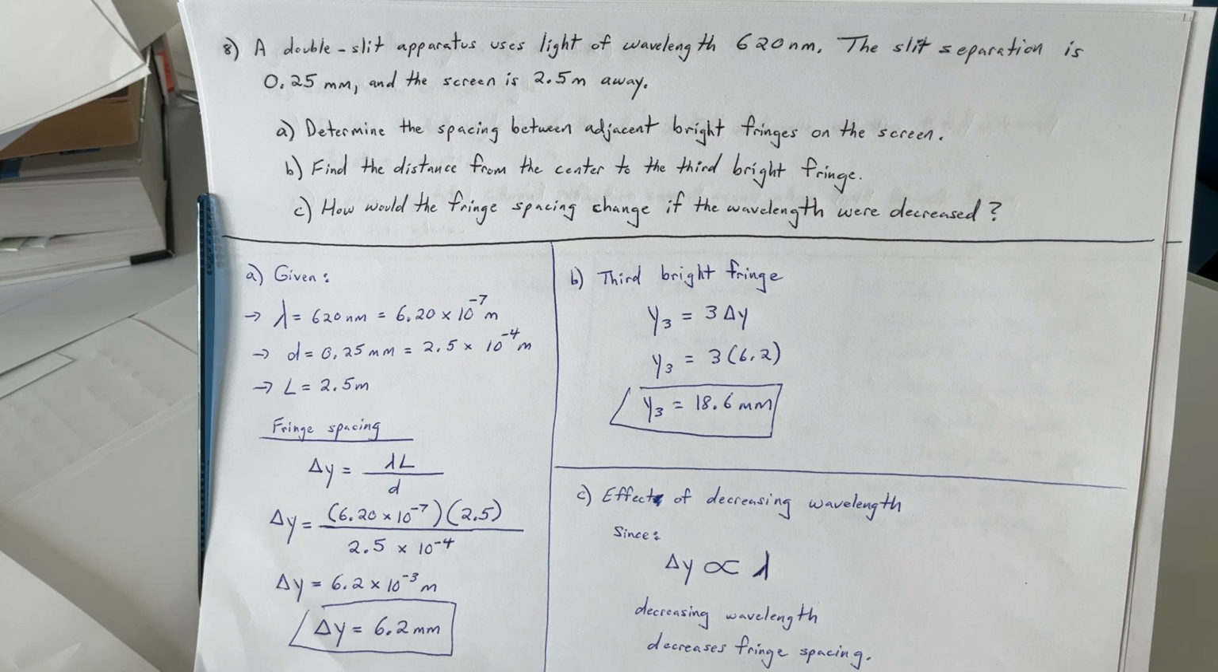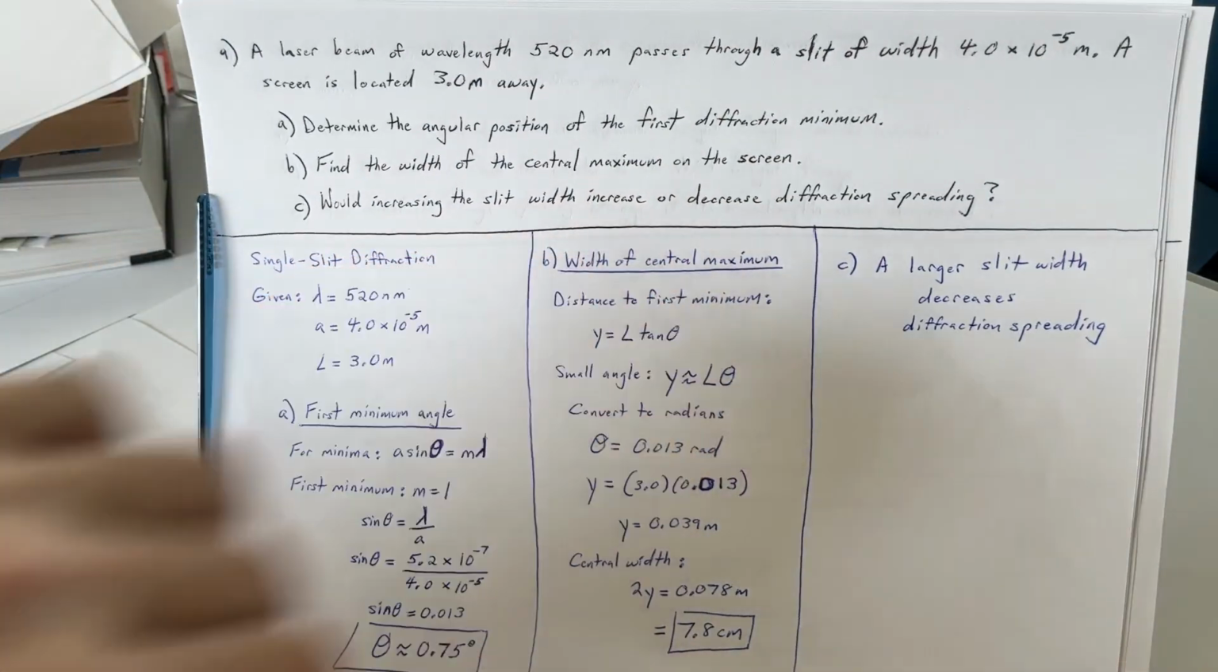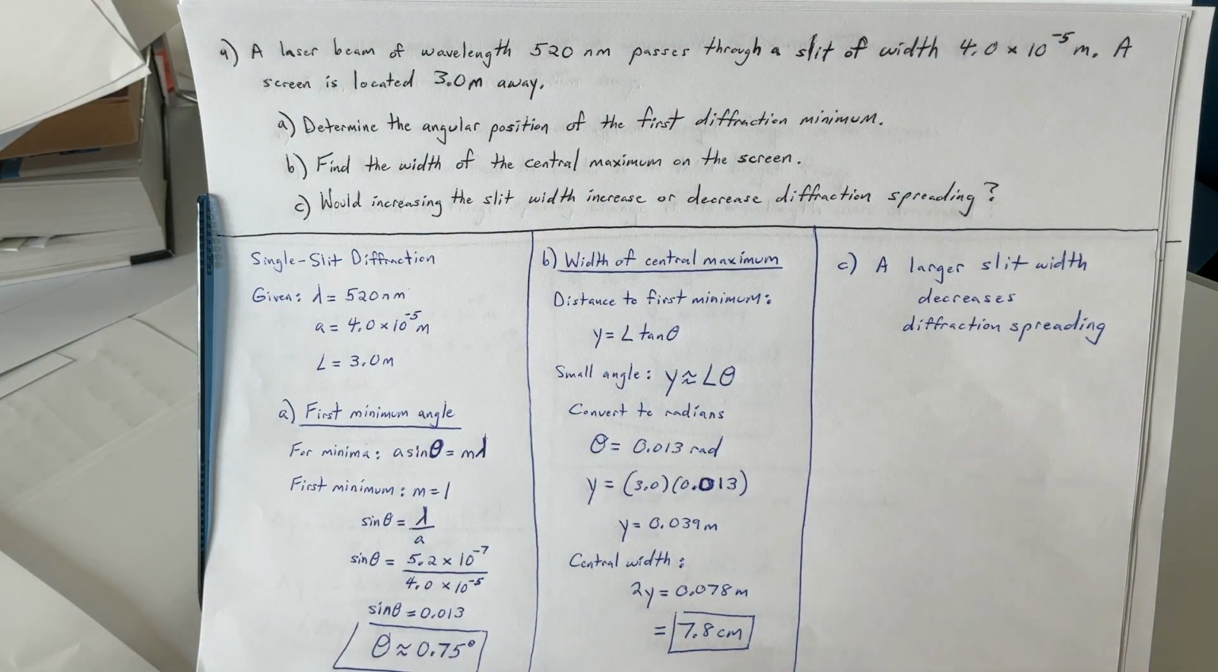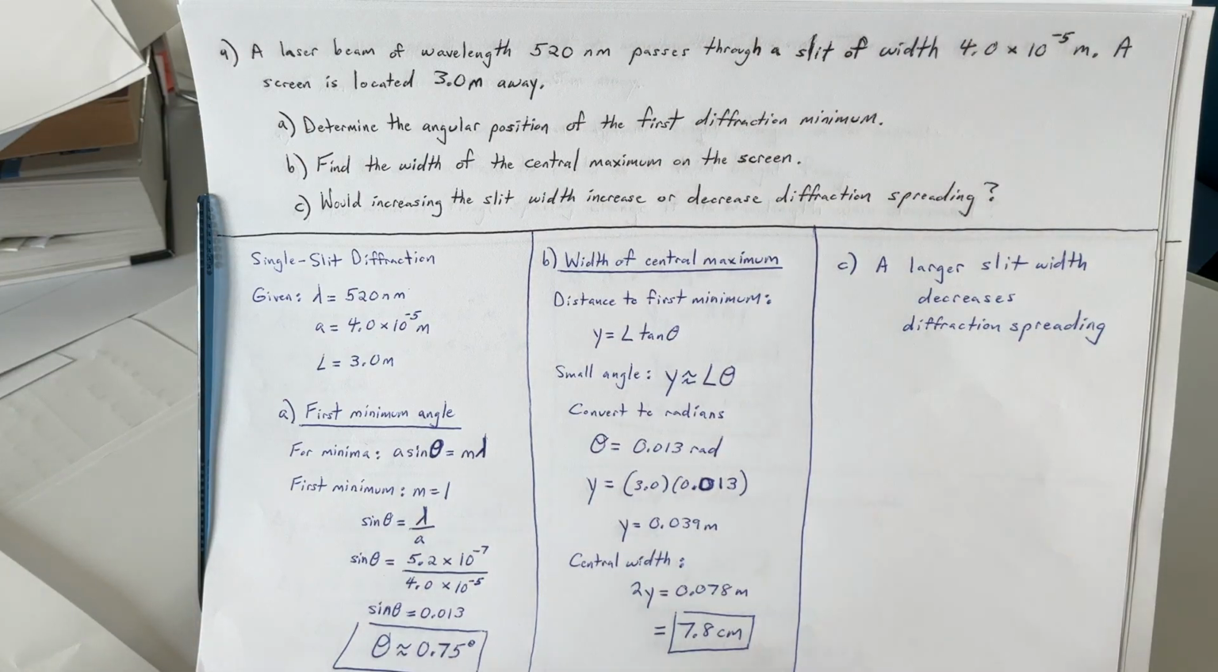Okay, so moving along. Number 9. Laser beam of wavelength 520 nanometers passes through a slit of width 4.0 times 10 to the negative 5th meters. A screen is located 3.0 meters away. Letter A, determine the angular position of the first diffraction minimum. So we would list what we're given in scientific notation. Here we can convert this all to scientific notation. You know how to do it.